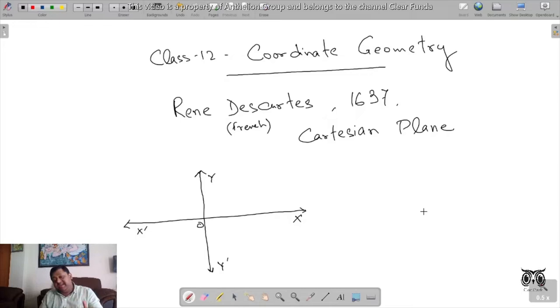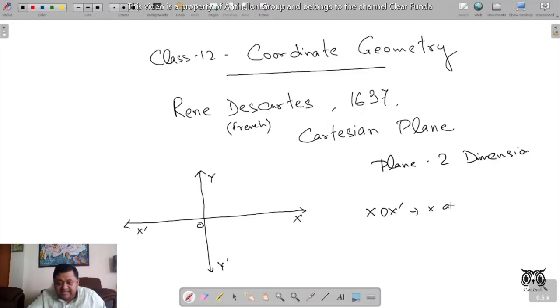So what this guy did is, he created a conceptual frame of reference, and that also in a plane. The first assumption is this is a plane, meaning two dimensional. Okay, it's a 2D plane. Now in this 2D plane he took a point, from which he took right as x, left as minus x, up as plus y, down as minus y. So he created this concept where X'OX is called the x-axis and YOY' is called the y-axis.